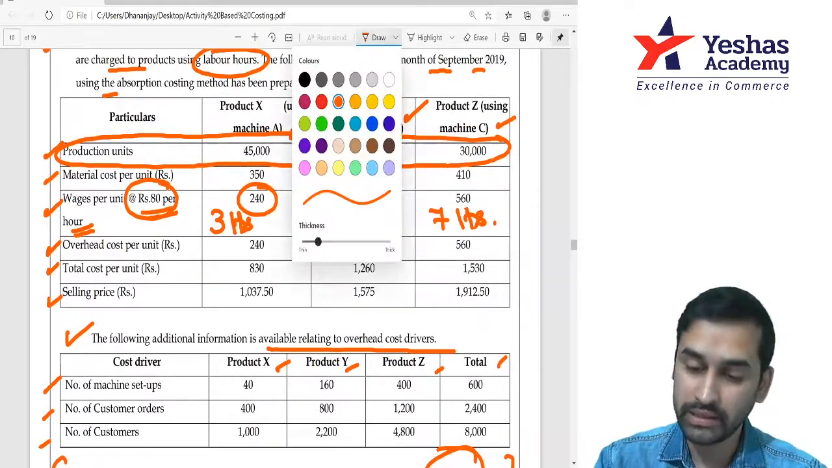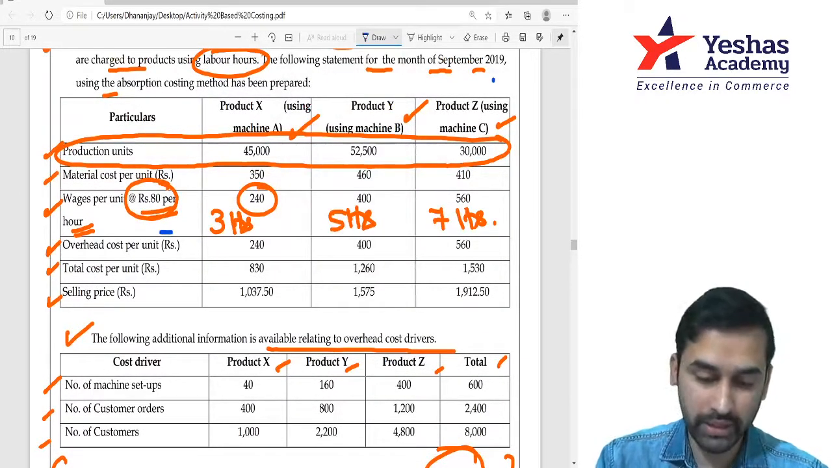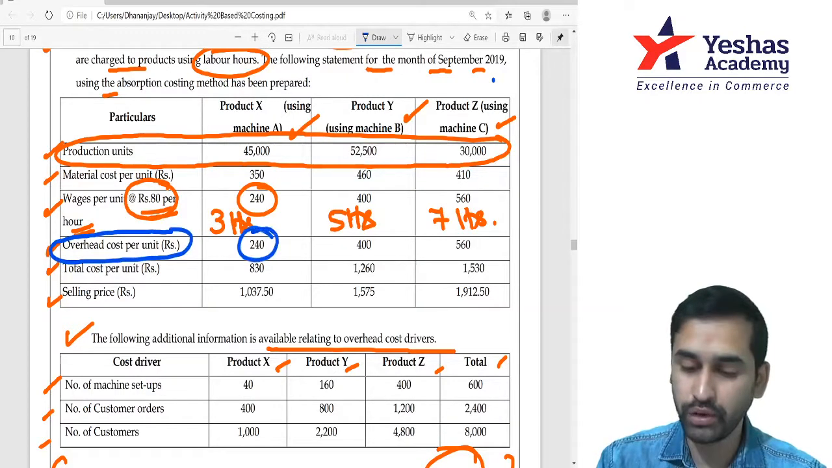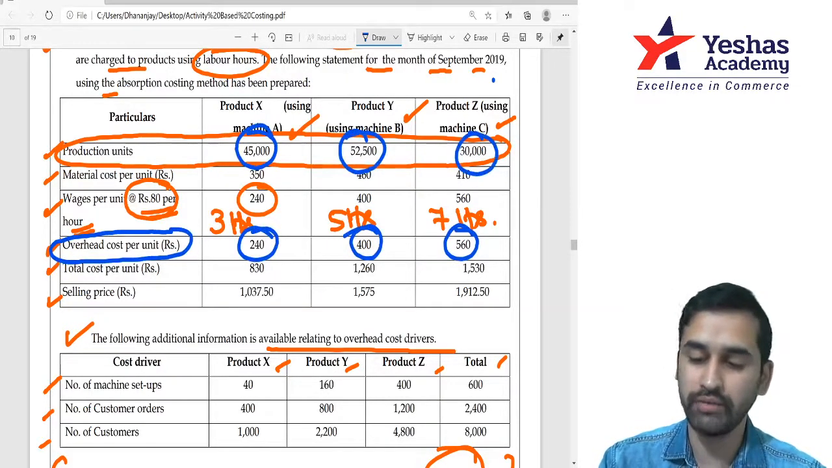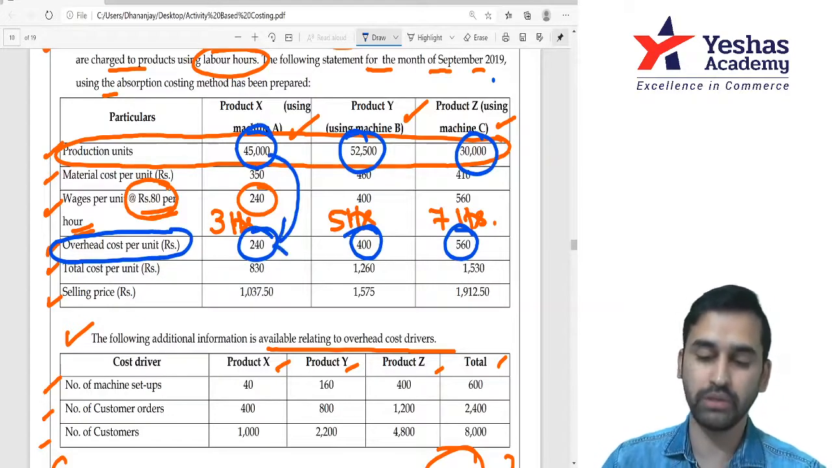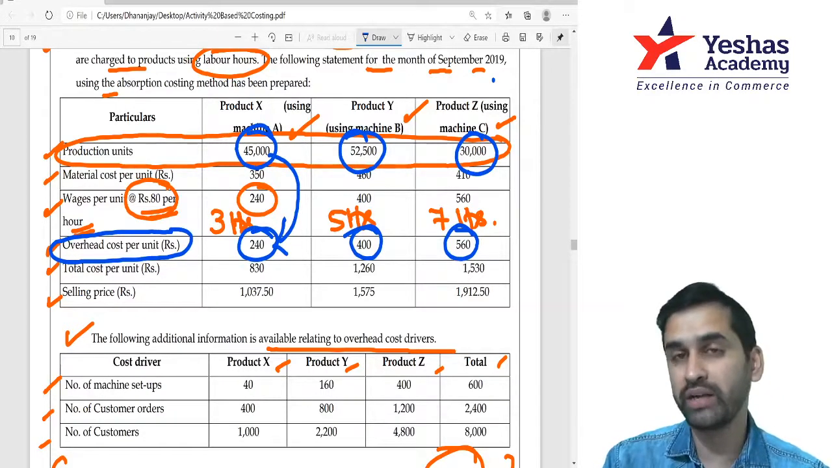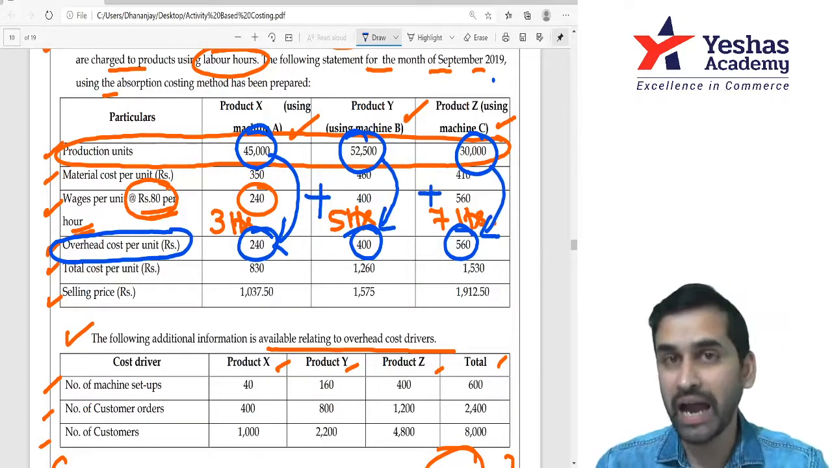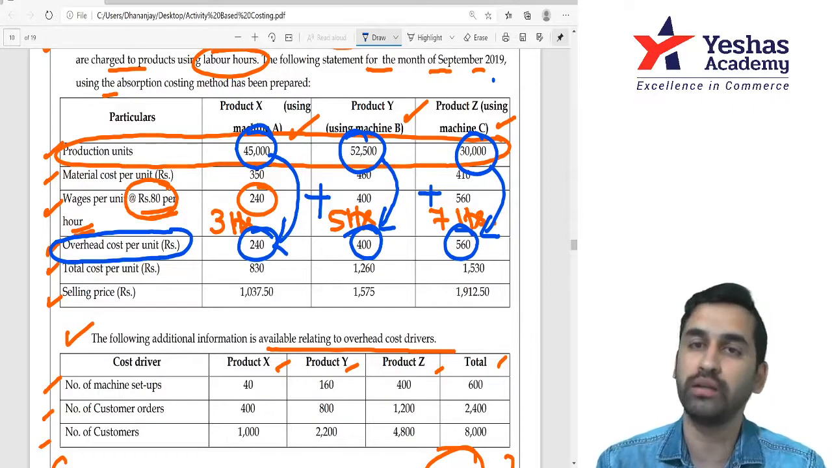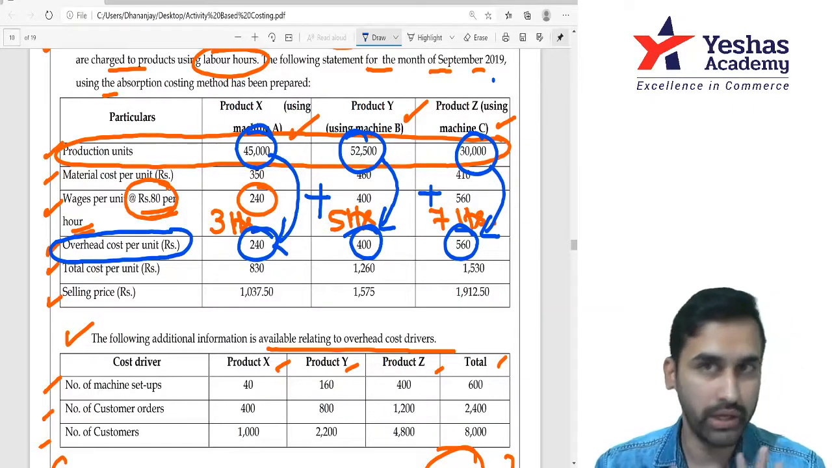Okay. There, sir, overheads are given here per unit: 240, 400, 560. Correct. Sir, number of units are also given. Sir, if you just multiply 45,000 into 240, you will get overhead for product X. Same way you can do it for Y. Same way you can do it for Z, and add all of that. You will get total overhead. No, sir. Perfect. Did you understand?